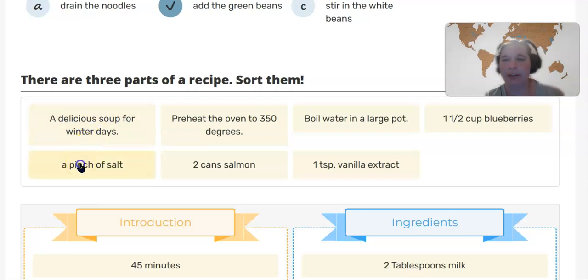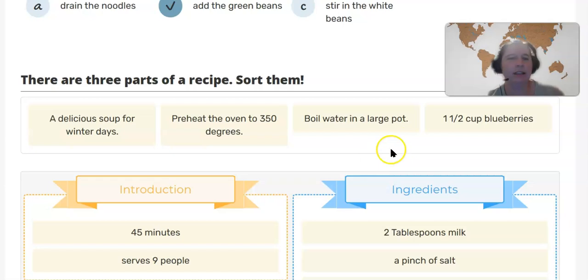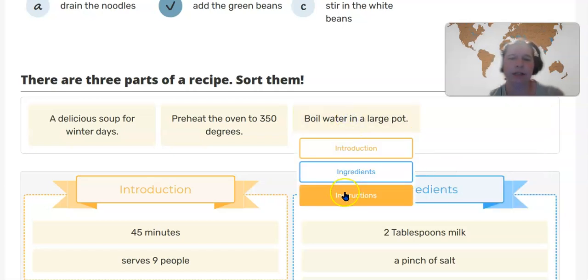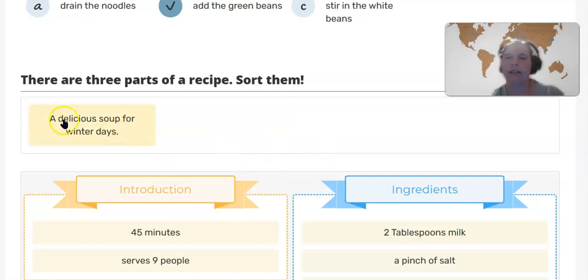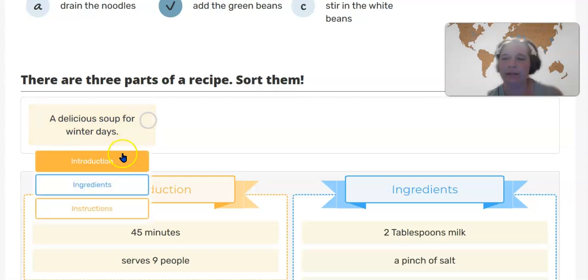Instructions. A pinch of salt. Ingredient. 2 cans of salmon. Ingredient. 1 teaspoon of vanilla. Ingredient. Blueberries. Ingredients. Boil. Instructions. Preheat. Instructions. A delicious soup for winter days.